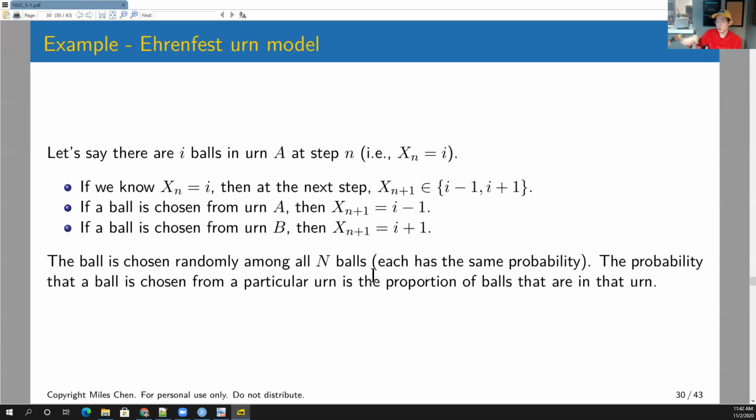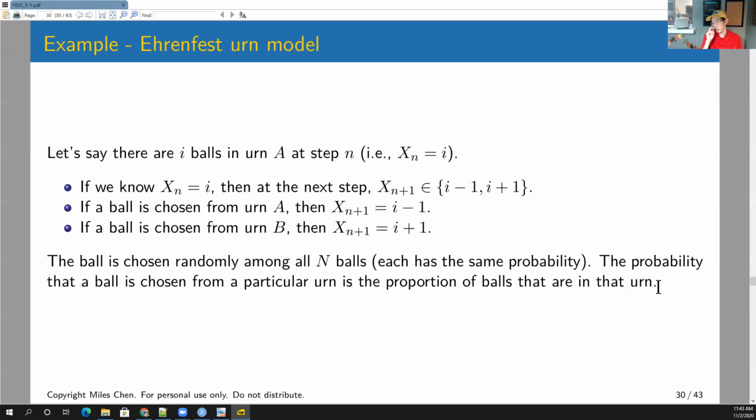There's a total of n balls, and each ball has the same probability of being selected. So the probability that a ball is chosen from a particular urn, whether it's urn A or urn B, is going to be proportional to the number of balls, or the proportion of balls that are in that urn.